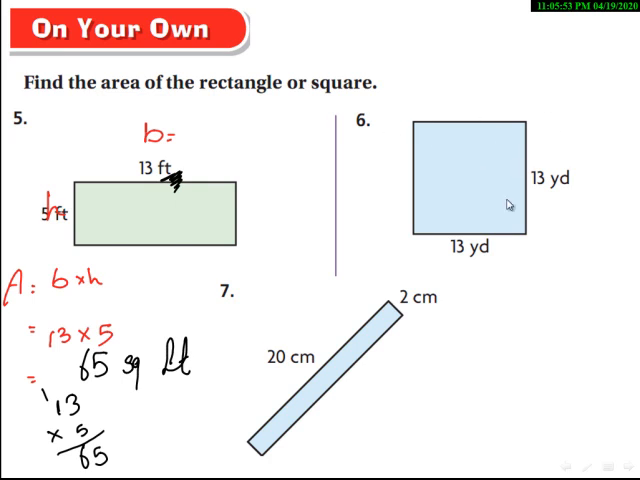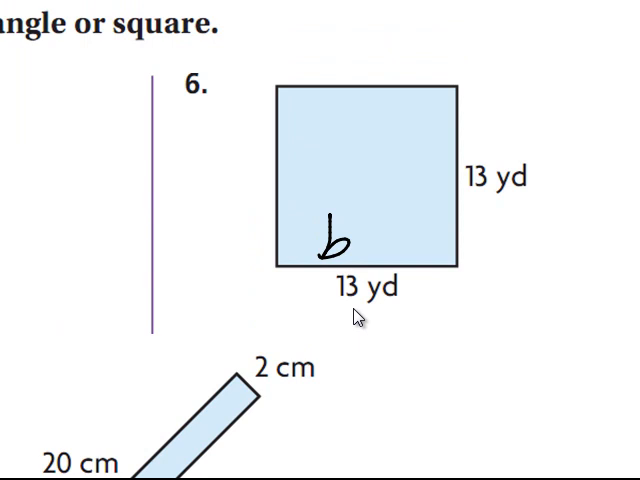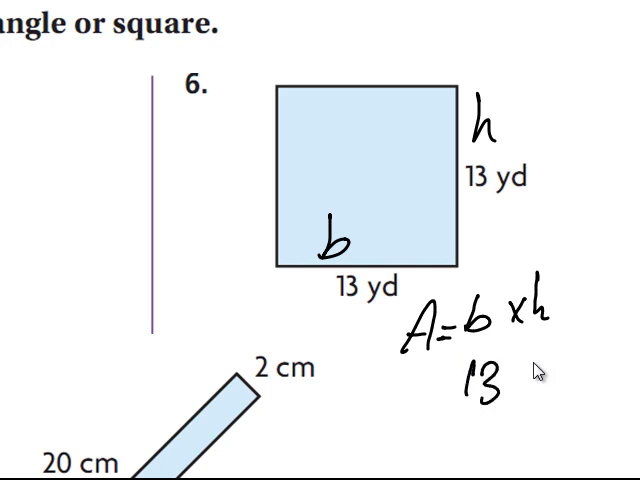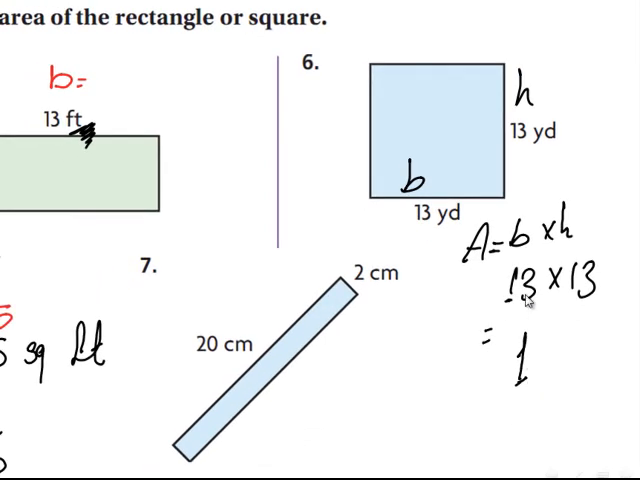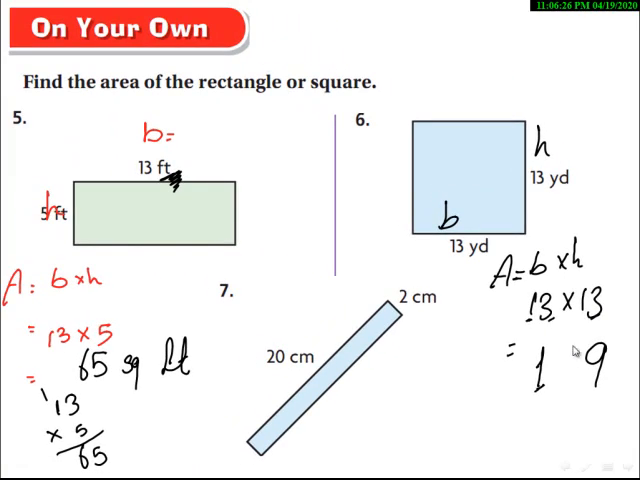Question 6. I have a square. Its base equals 13 and its height equals 13 yards also. So its area equals base times height. 13 by 13. Try to do it. I'm gonna take this one as 100. Then I'm gonna multiply 3 by 3 equals 9. And 3 plus 3 equals 6. This is my way to multiply 13 by 13. Great, let's go to the next.